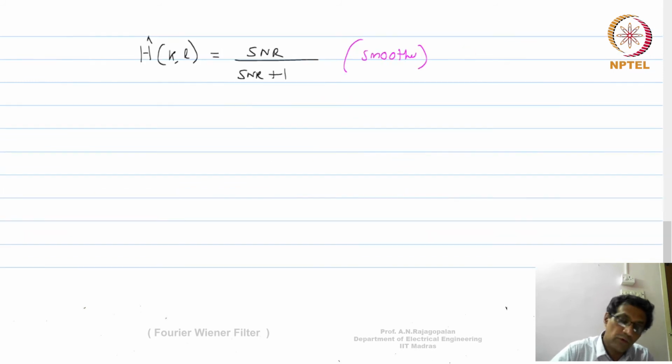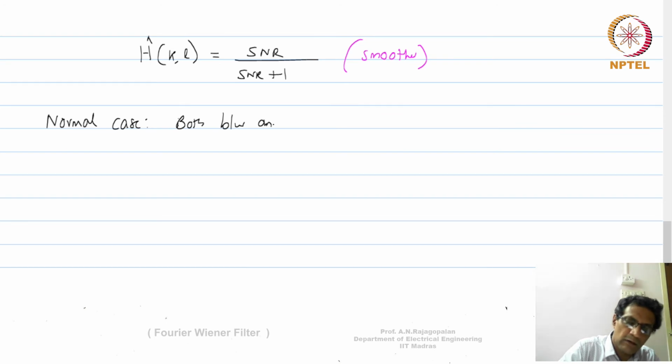Now, the normal case is when you have both blur and noise. When you have both blur and noise, what the Wiener filter does is strike a beautiful trade-off between being the inverse filter and being the smoothing filter, because those are the two extremes.